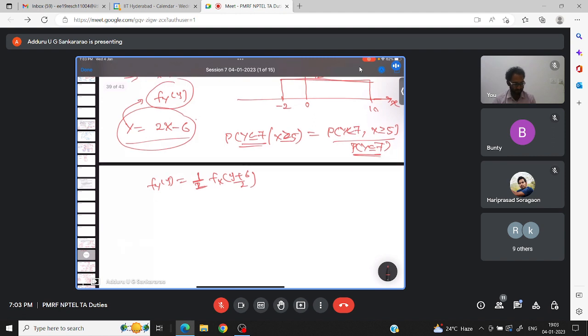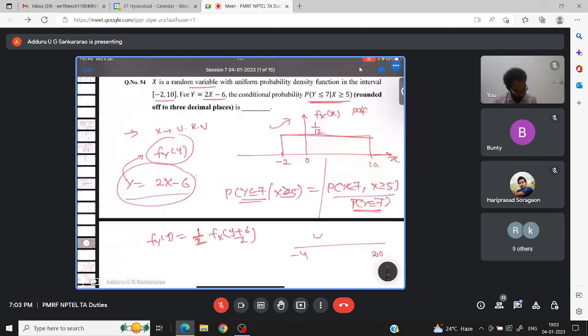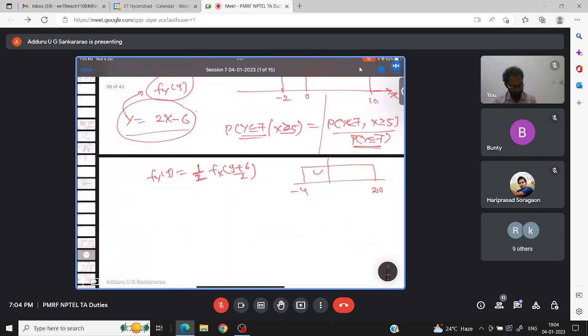First you scale it. If you scale it, these limits will become from -4 to 20. If you apply a left shift of -6, signals you have seen, right? First the scaling. Now if I scale, what will it become? This PDF will become -4 to 20.